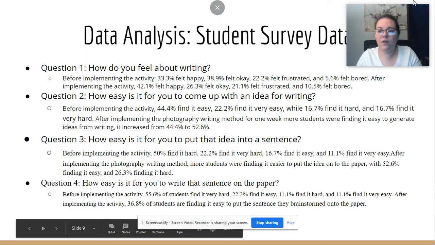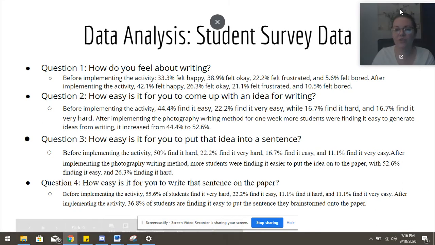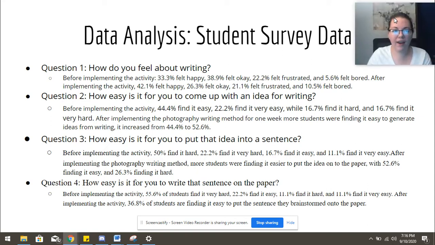So, data analysis. So I collected data. So this is about the student survey data. So for question 1, how do you feel about writing? Kindergartners answered before implementing the new way of narrative writing. 33.3% felt happy. Oh, and I should say there were 18 kindergarten students. 9 of them were ELL. 9 were not. And all of them were given the survey.